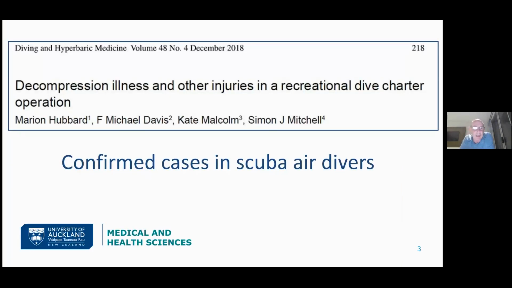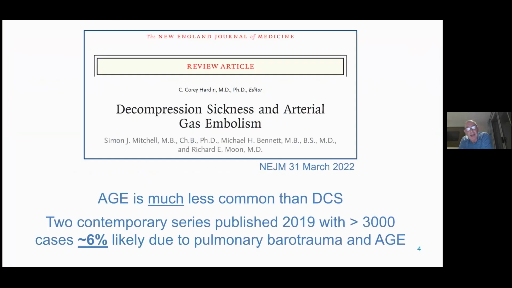Decompression illness is not very common. It's an unusual thing. It's about 1 in 10,000 scuba air dives as a general ballpark. I won't dig into that any further. But bearing in mind that decompression illness is a collective term, the reality is that arterial gas embolism is much less common than decompression sickness.